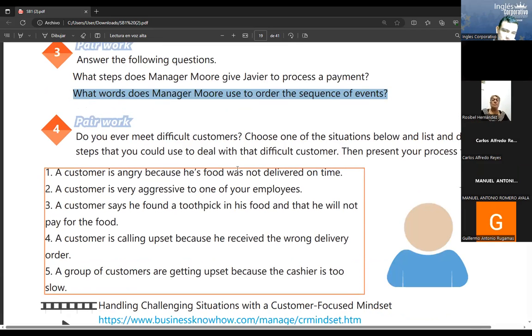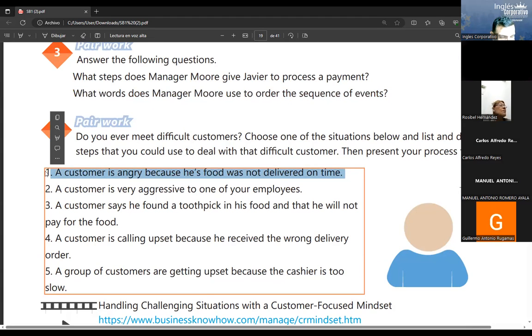Okay, we're going to read these problems, and you have to give me the solution. We already did this exercise. Number one: a customer is angry because his food was not delivered on time. What could be the procedure? What is the solution that you could give to this problem?